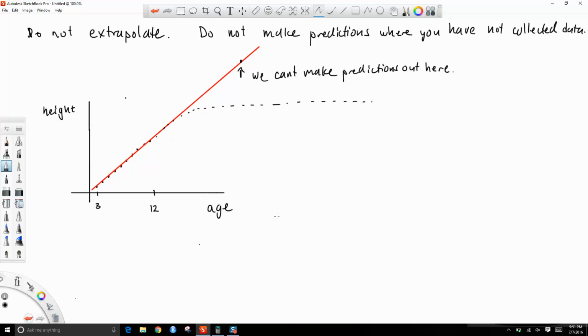Anytime you see a trend, it might be tempting to say, oh, this trend is going to go on. But what happens in the future? Maybe it continues on. Maybe it goes like this. Maybe it goes like this. Who knows? As far as the future goes, we don't know what's going to happen.